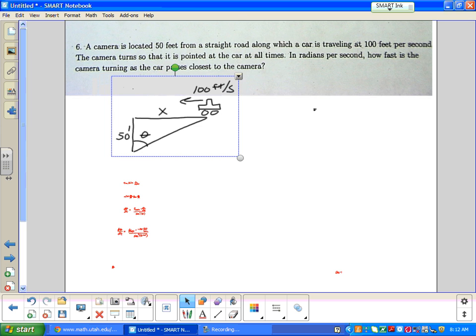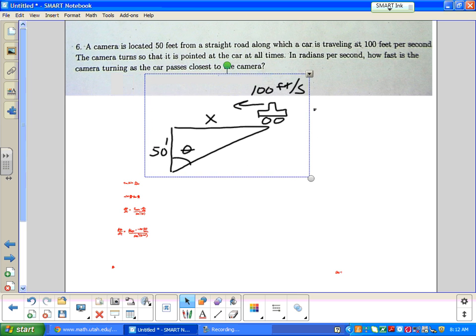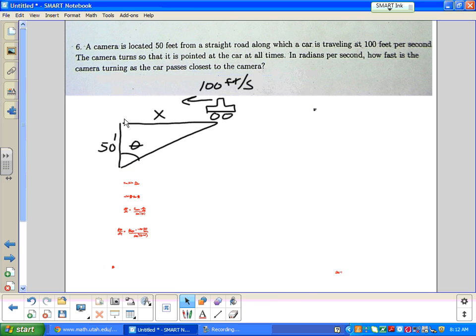We have this condition, and it says as the car passes close. So it's coming this way towards the camera. x is the horizontal distance. This distance is 50 feet, which never changes, so I don't need to put a variable here. The camera is not moving from the road, so this distance can just be called 50. And I'm looking for theta, guys, and how fast theta is changing.